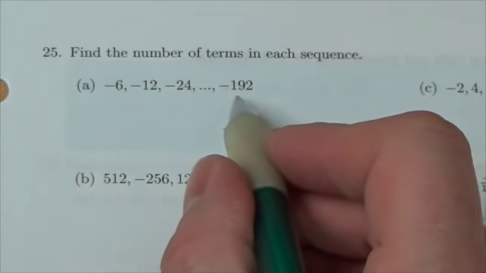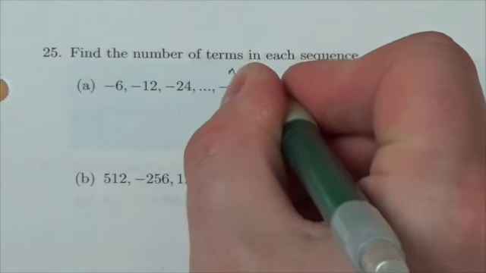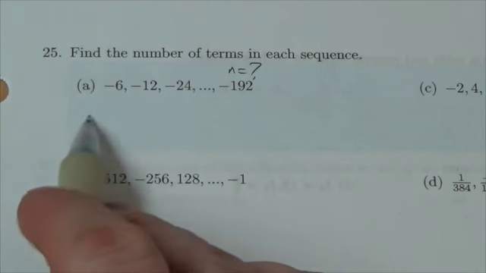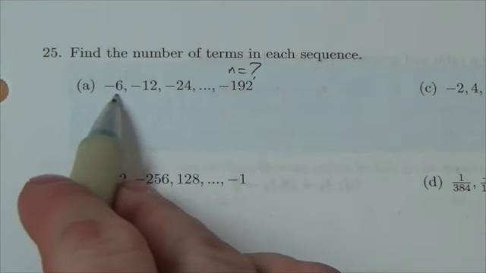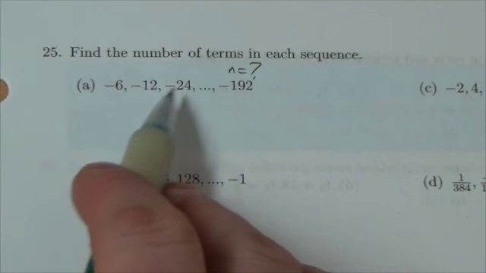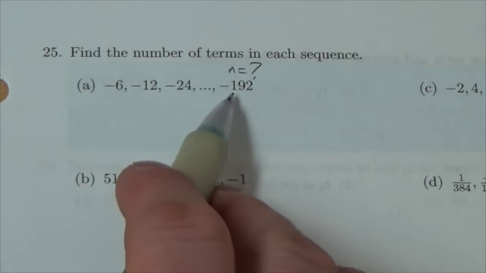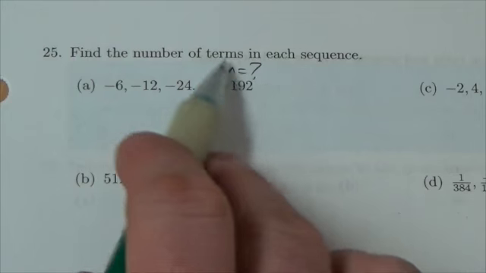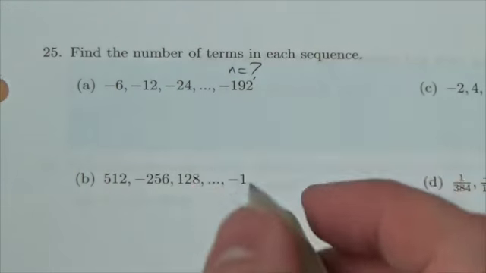So I need to find out basically what the n value is for this last term here. Remember, for this first term, n is 1. For the second term, n is 2, n is 3. So I need to figure out what the n is for negative 192, and that will tell me how many terms there are in the sequence.